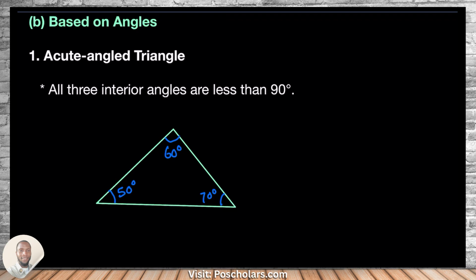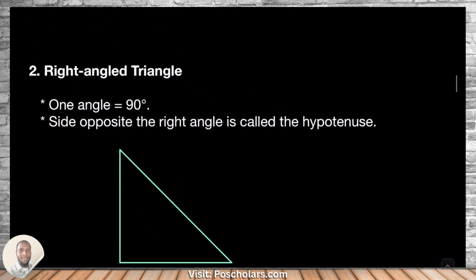So you can see each of these angles is not greater than 90 degrees. They are all less than 90. So such a type of triangle is called an acute angled triangle. Next, we have the right angled triangle.